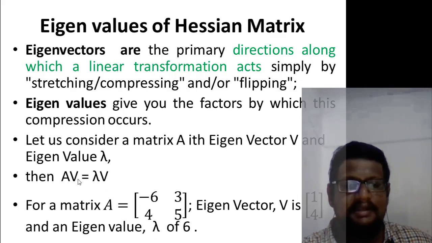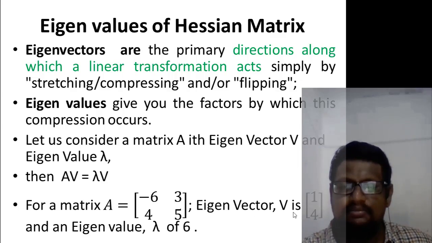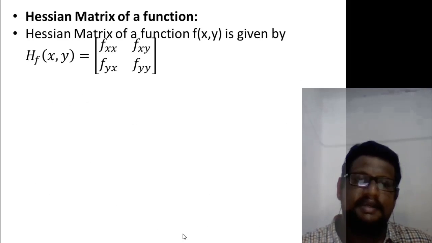In that case, A into V. So this is a matrix multiplied by the eigenvector, that will be equal to multiplying the eigenvector by the eigenvalue. This multiplication is more complicated than this multiplication, 1 by 4 into 6. So what is a Hessian matrix?